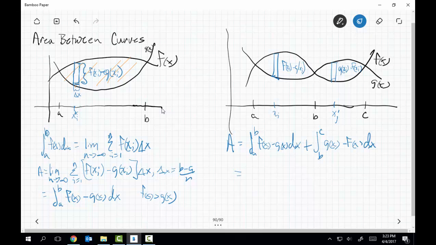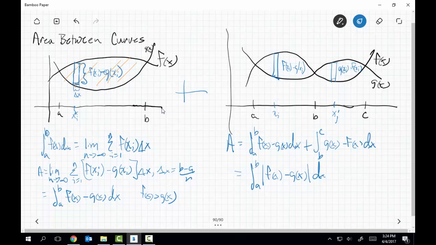Now, a fancy way to do this, especially if you're using a computer algebra system or your calculator, is to write the integral from a to b of the absolute value of f of x minus g of x dx. That works as well. You could actually do that with the area between one curve and the x-axis, right?